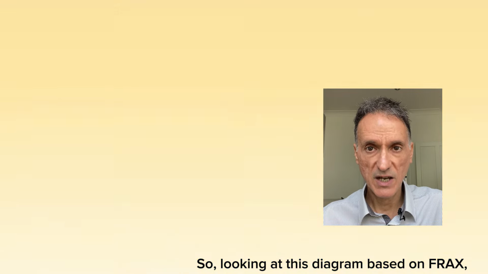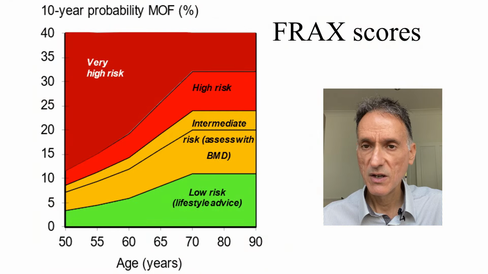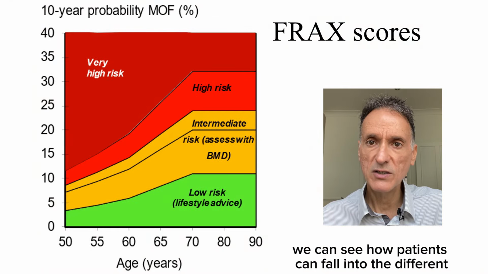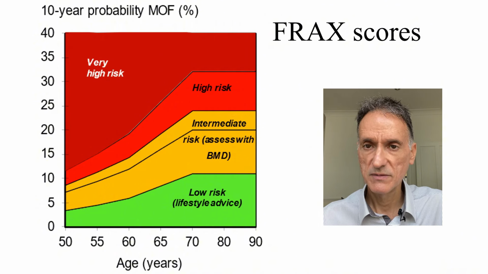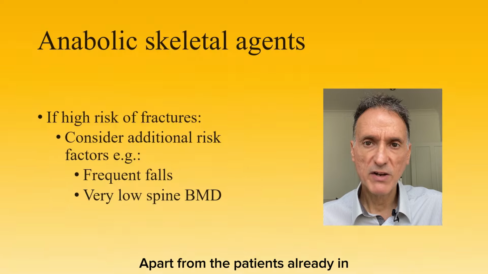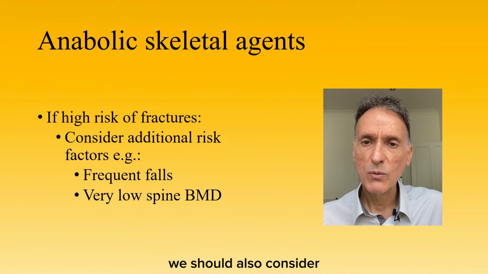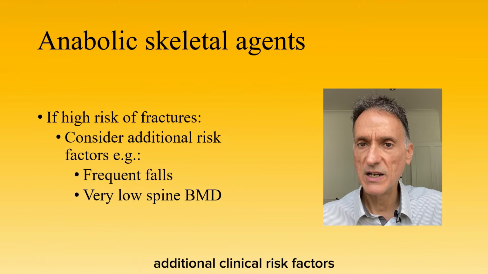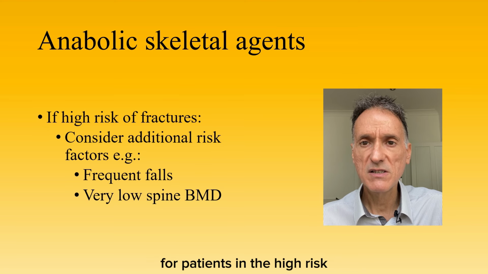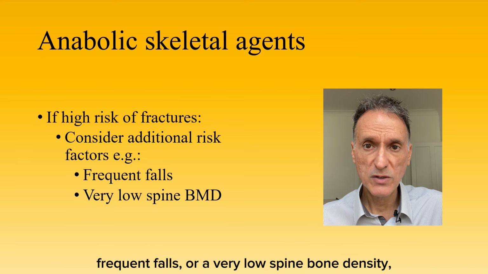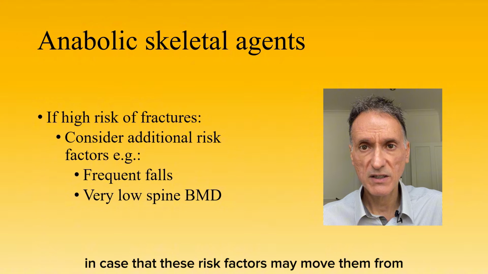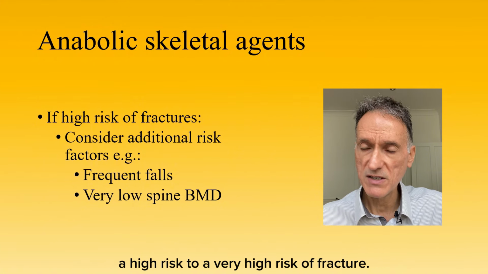So, looking at this diagram based on FRAX, we can see how patients can fall into the different risk categories depending on their scores. Apart from the patients already at very high risk of fractures, we should also consider additional clinical risk factors for patients in the high risk category. For example, frequent falls or a very low spine bone density, in case these risk factors may move them from a high risk to a very high risk of fracture.